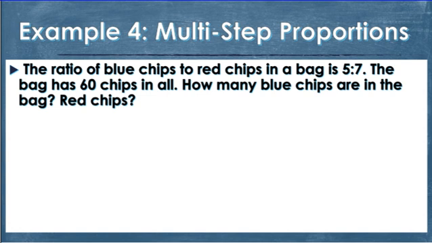Next one, the ratio of blue chips to red chips in a bag is 5 to 7. The bag has 60 chips in all. How many chips are blue? How many red chips? So it says blue to red. So that's what we're going to put everything as. So blue to red. So we're going to do blue to total. So blue, there are 5 out of the 12 that are blue.